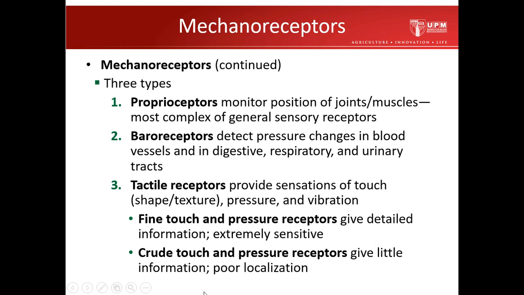So there are two types. The first one is fine touch and pressure receptors, which provide detailed information about a source of stimulation, including its exact location, shape, size, texture, and also movement. This type of receptor is extremely sensitive and has a narrow receptor field. While the other one, which is crude touch and pressure receptors, provides very poor localization. So they give little additional information about the stimulus because they have a large receptor field.